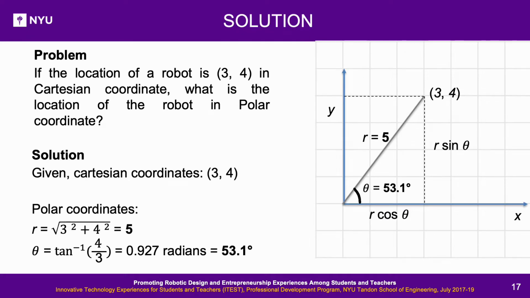Solution. Given Cartesian coordinates are 3 and 4. In polar coordinate system, r will be square root of the sum of 3 squared and 4 squared, which equals 5, and theta equals tan inverse of 4 by 3, which equals 53.1 degrees. Therefore, the equivalent polar coordinates are 5 and 53.1 degrees.